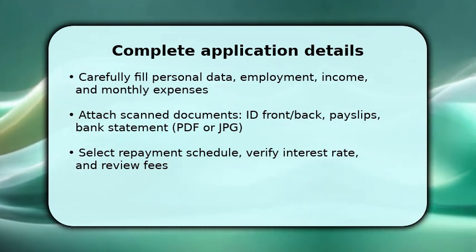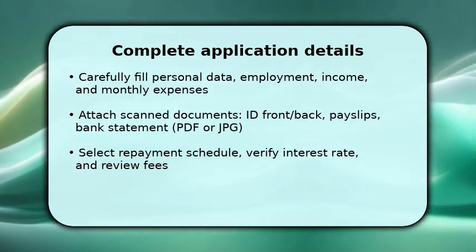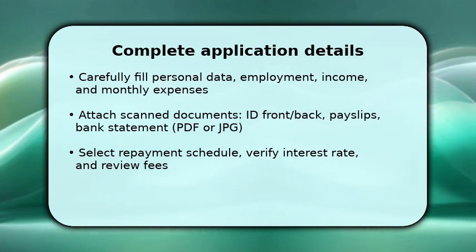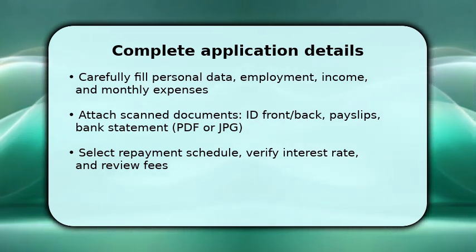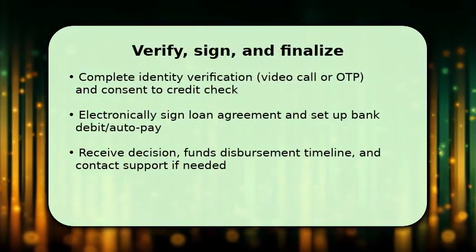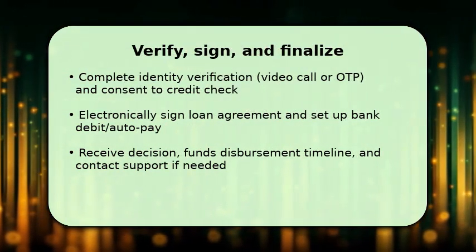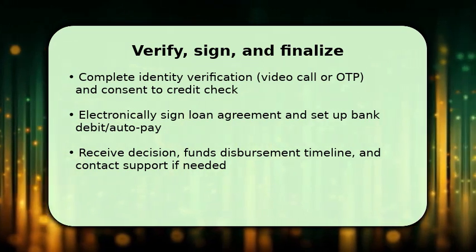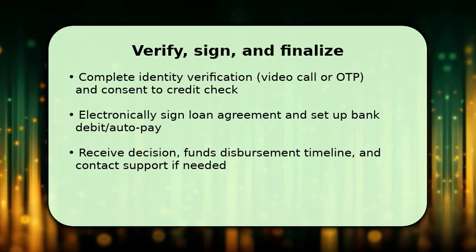Then choose a repayment schedule that fits your cash flow. Review the quoted interest rate and any origination or late fees, and make sure the APR matches your expectations before you finish by completing identity verification, either a quick OTP or a short video step, and explicitly consent to the credit check. This unlocks the final decision.